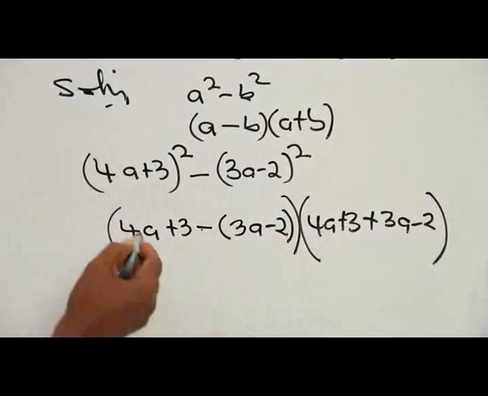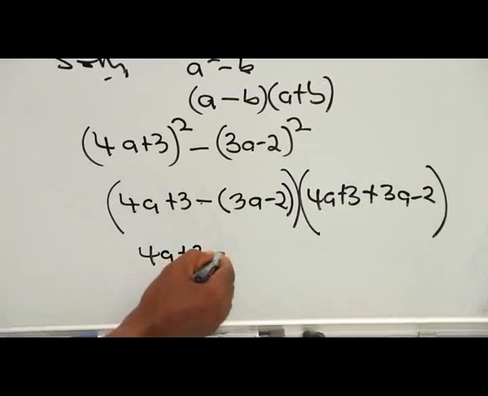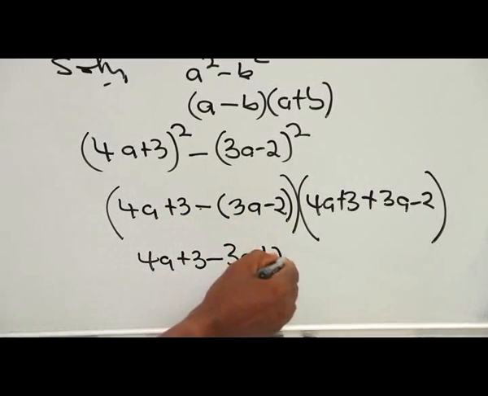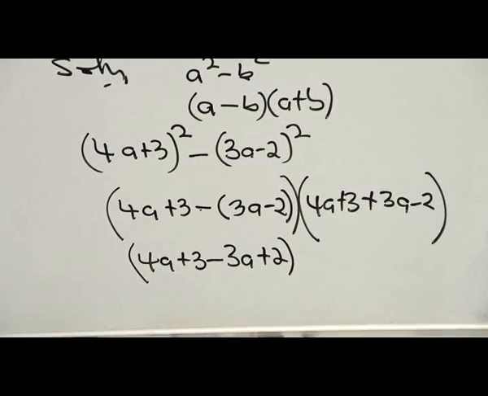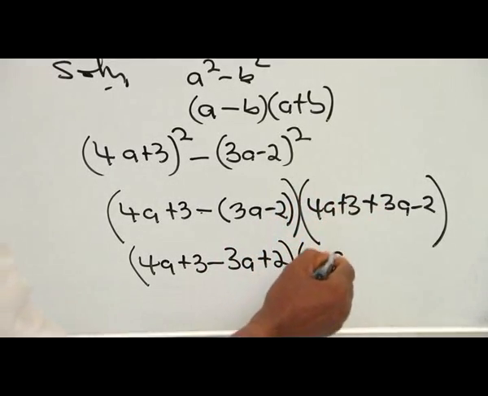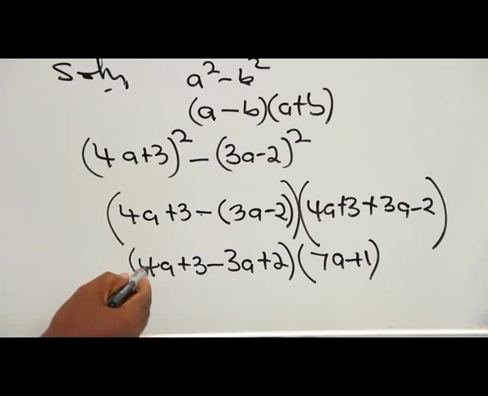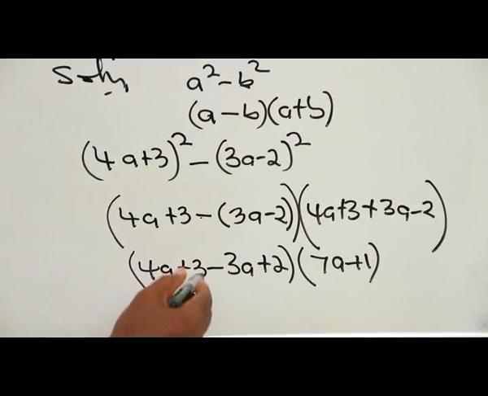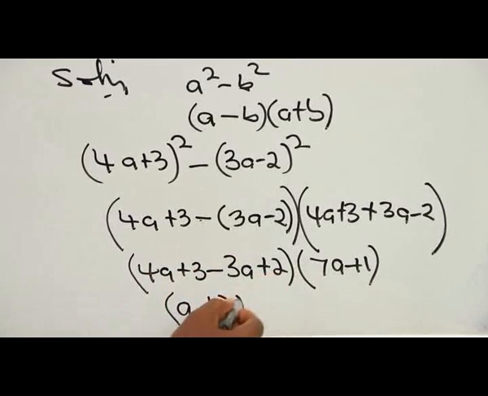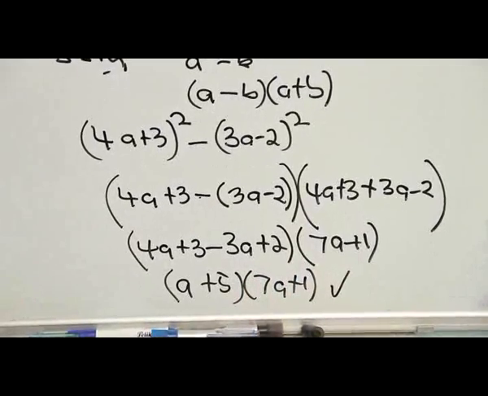Alright, so we simplify the first bracket. We have 4a plus 3 minus times this, minus times 3a will give you minus 3a, minus times minus will give you plus, and that is 2. Close that same bracket. Then you also take this one, simplify it. 4a plus 3a is 7a, and 3 minus 2 is plus 1. 4a minus 3a is a, and then plus 3 plus 2 is plus 5. And then of course what we have here is 7a plus 1. And this is the factorization of that expression.